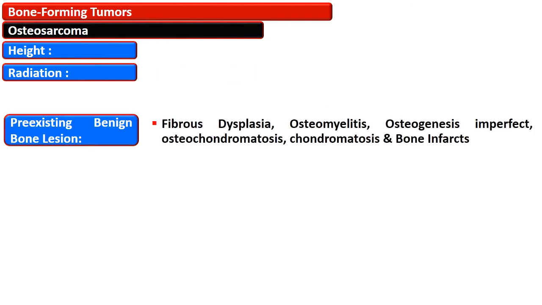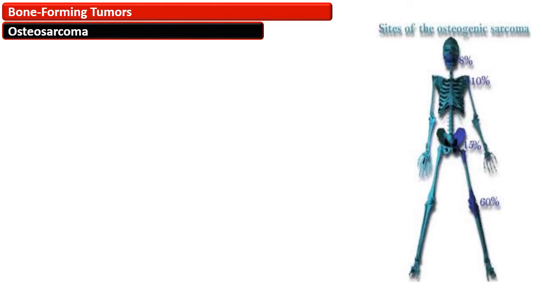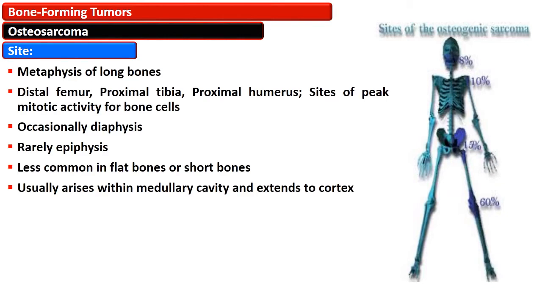Just to emphasize again, the pre-existing benign lesions of the bone are also associated with osteosarcoma, and these are fibrous dysplasia, osteomyelitis, osteogenesis imperfecta, osteochondromatosis, chondromatosis, and osteonecrosis or bone infarct. The osteosarcoma is more common in the metaphysis of the long bone, and the most common bones involved are the distal femur, proximal tibia, or proximal humerus. These are the sites of peak mitotic activity for the bone cells.